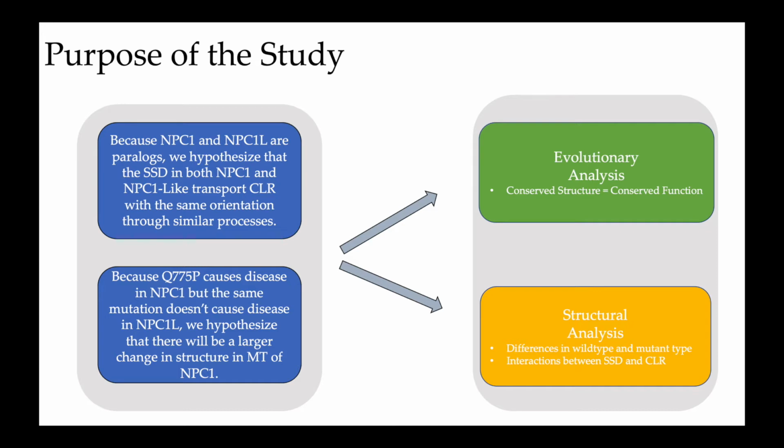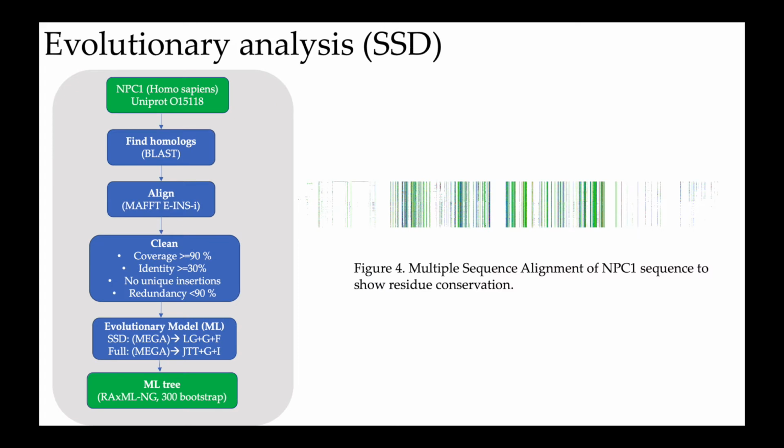We analyzed these two hypotheses through two different types of analysis: evolutionary analysis to observe conserved residues and conserved structures, because that means that more than likely it will be a conserved function. And then the second one is structural analysis. So we looked at differences in the wild type and mutant type, as well as interactions between the sterol sensing domain and cholesterol. So really briefly, the way that we did our evolutionary analysis was we got the amino acid sequence of NPC1. We found homologs using BLAST and then did a multiple sequence alignment.